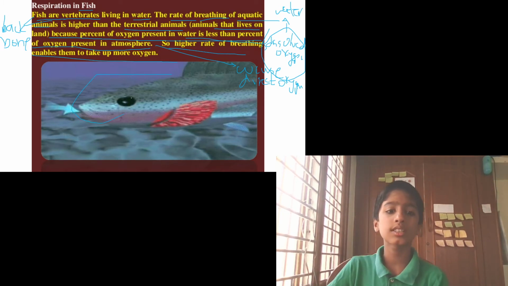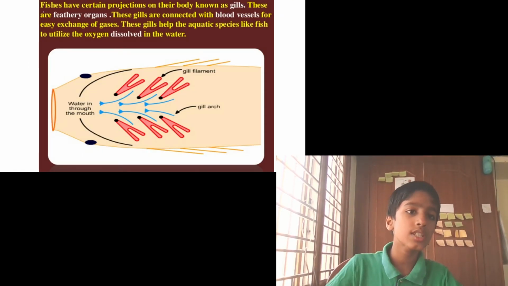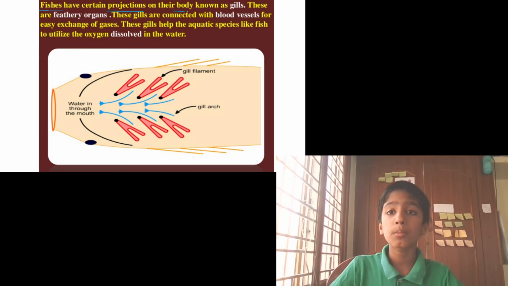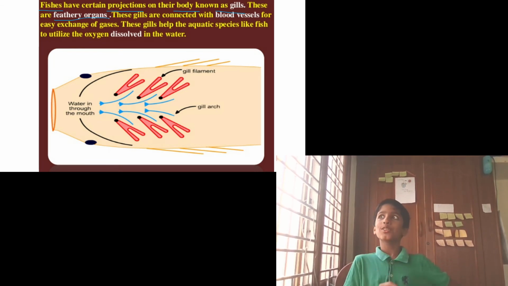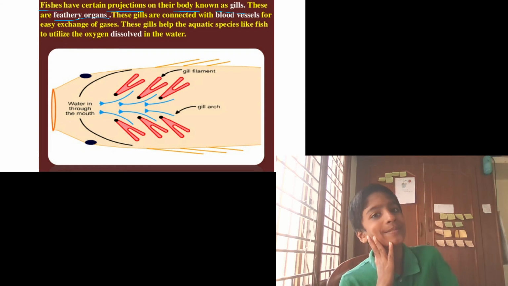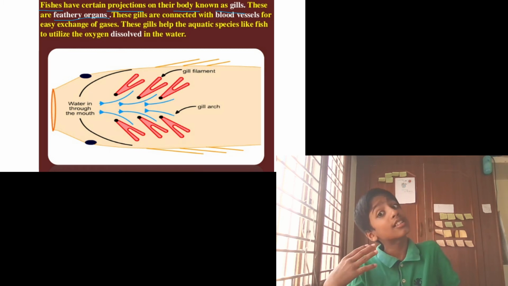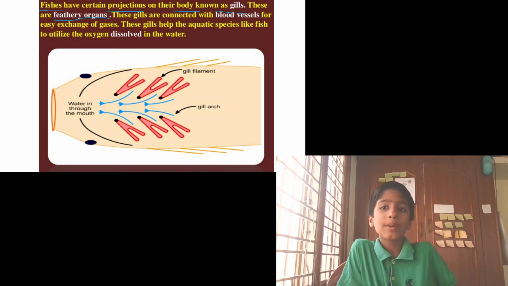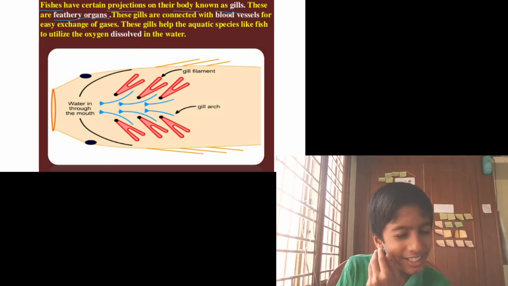Now let's move on. You can see the fish here and it is in water. So fishes have certain projections on their body that are known as gills. These are feathery organs. Now let me tell a joke. When we take a feather from a hen or duck and put it into our ear, it will be like tickling for us.